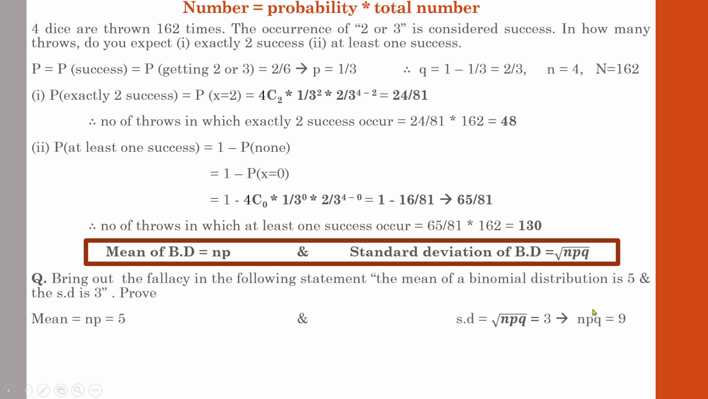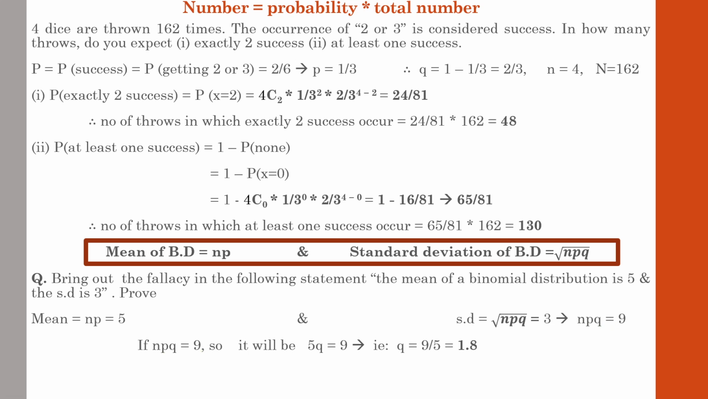If you take the root of 9, you will get 3. So 3 is the root of a certain value, and that means npq was 9. I hope you are getting the concept. On the basis of the data given in the question, we found that the mean is 5 and the variance is 9. Root of npq equal to 3; we removed the root, so the value of npq is 9, as per the details given in the question.